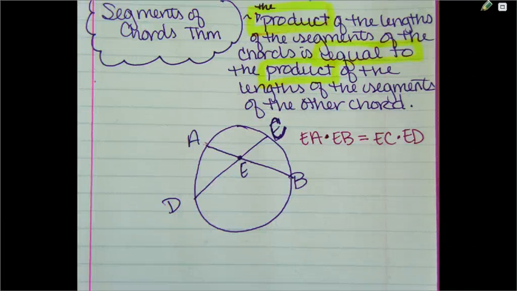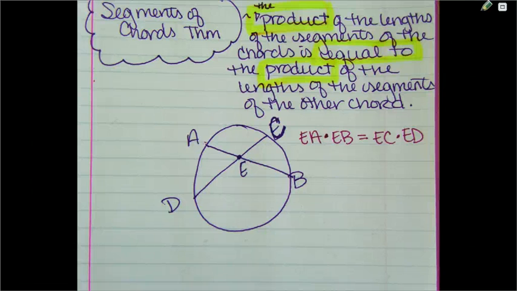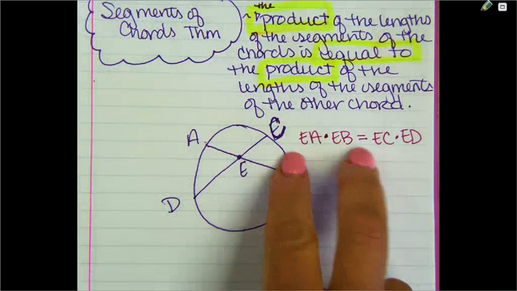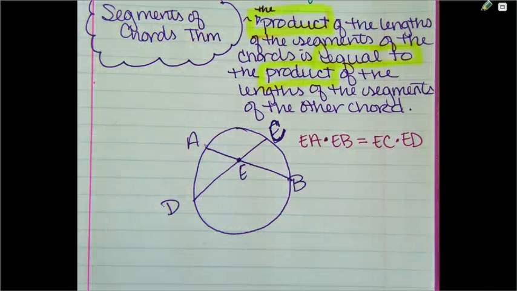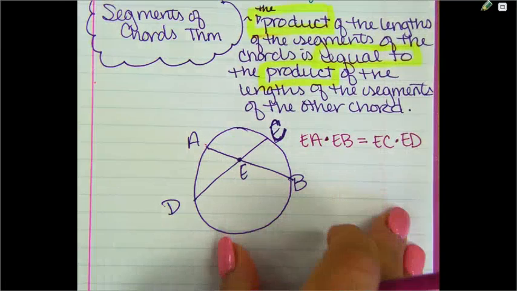Product means multiplication. Do I have multiplication on both sides? Yeah. Have you multiplied so far? No. You've added arcs, you subtracted arcs, you've divided by 2, right? You haven't really multiplied. So now we're going to multiply, and we're looking at lengths. We have nothing to do with the arcs. We're only worried about the lengths of the chords right now. Got it? Make sense? Okay.